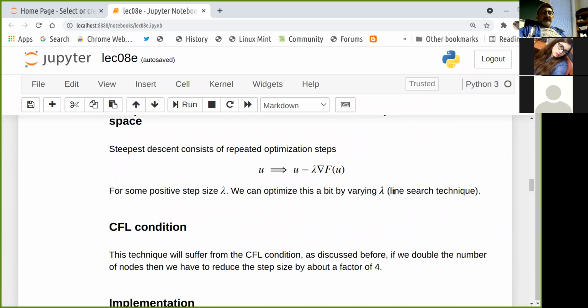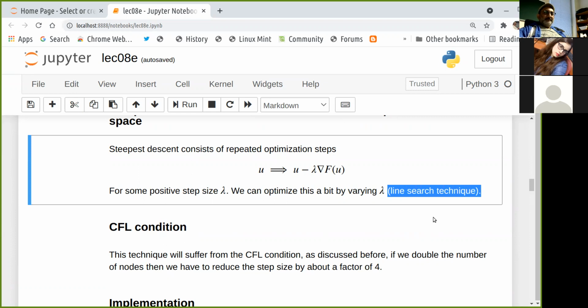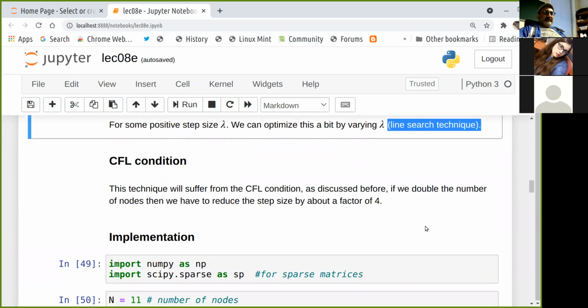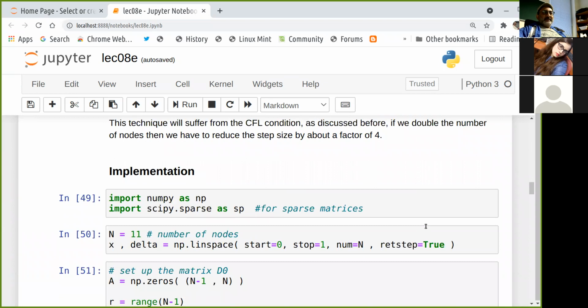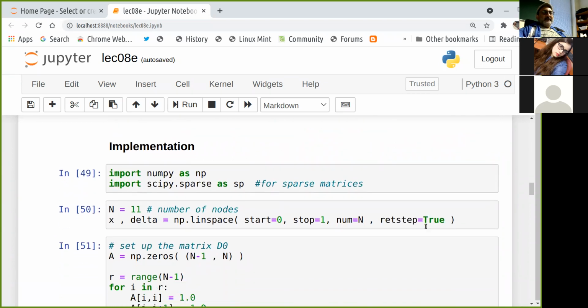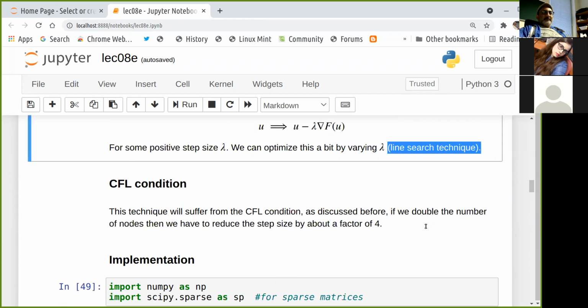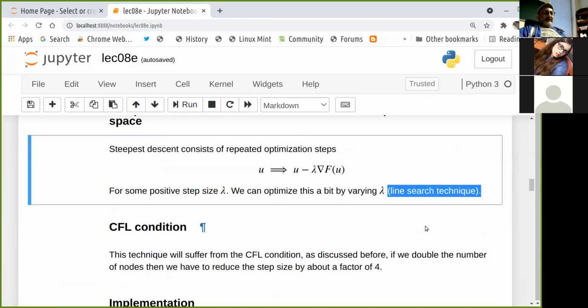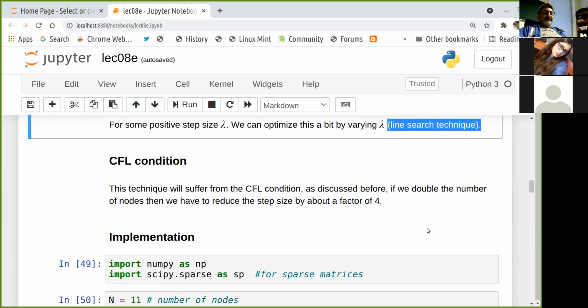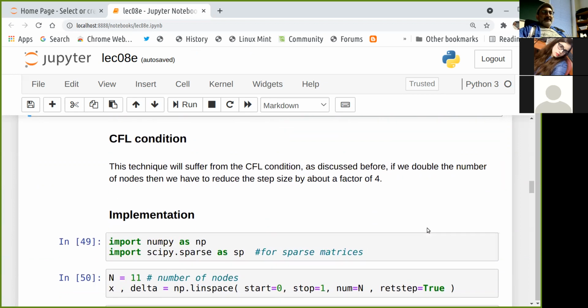So one way, as I said before, is this line search technique: you vary your lambda. Another technique is to work out a better gradient, which we'll discuss in a moment. So how do we implement this in Python? Before we do the implementation, on the theory part, are there any questions? Okay, so we'll move on to the implementation. Speak up if there's any issue.